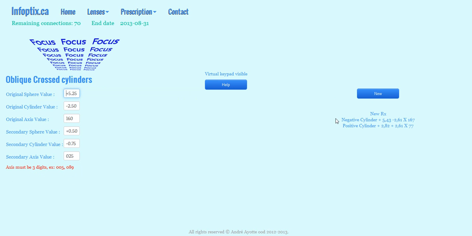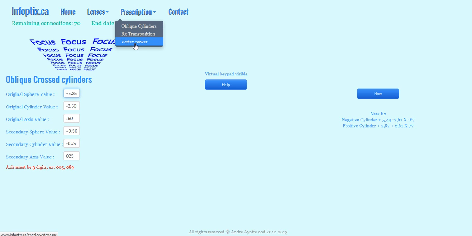I'm pretty well aware that all of you do know that a 5.43 sphere would not be available. Probably we would go with 5.50, and probably 2.50 for the cylinder. As far as the axis goes, it would be related to the axis of rotation of the lens as well. So maybe 165, maybe 160, maybe 170, maybe 175. All depends on the axis of rotation, but probably 165 or 170.